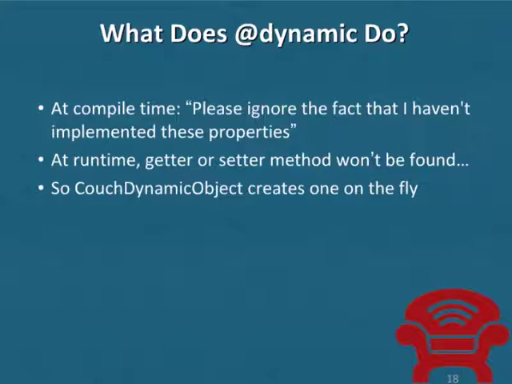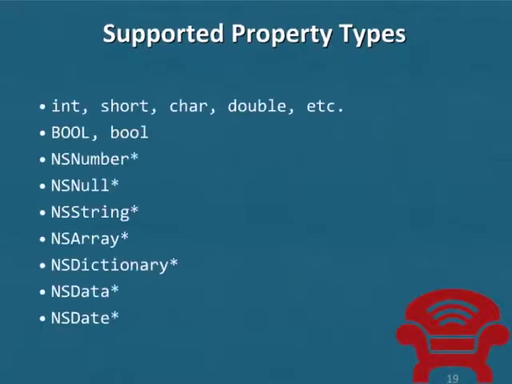Okay, end of digression. So the property types that you can use this with are pretty much what you'd expect, the basic kind of scalar integer types. Booleans, both the all caps BOOL that you're used to from Cocoa and the lowercase bool, which has been in C++ for a long time. It is actually in C as well, in C99. I'll get into those a little bit more.